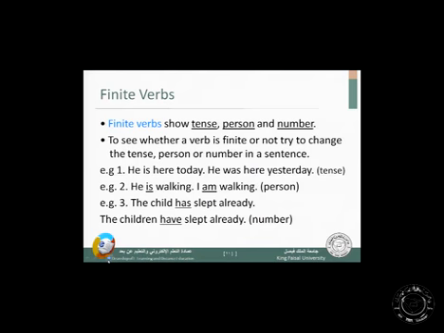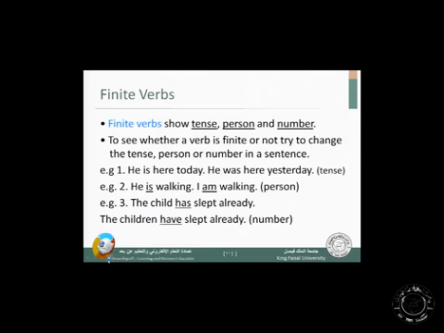As I said here, to see whether a verb is finite or not, try to change the tense, person, or number in a sentence. And I gave you some examples here. So, "he is here today." The verb in this sentence is "is." It is the verb to be, is.